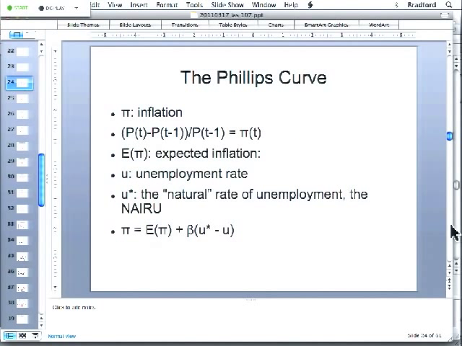That the inflation rate this year is going to be what people expected the inflation rate to be last year when they formed their expectations and their plans, plus this parameter beta or B times the difference between the natural rate of unemployment and the actual rate of unemployment. How do we think about this equation? Well, we think about it this way. We think that people last year made their plans about what they were going to ask for in terms of wages and charge in terms of prices, in terms of what the price level was last year and what they thought the inflation rate between last year and this year is going to be.